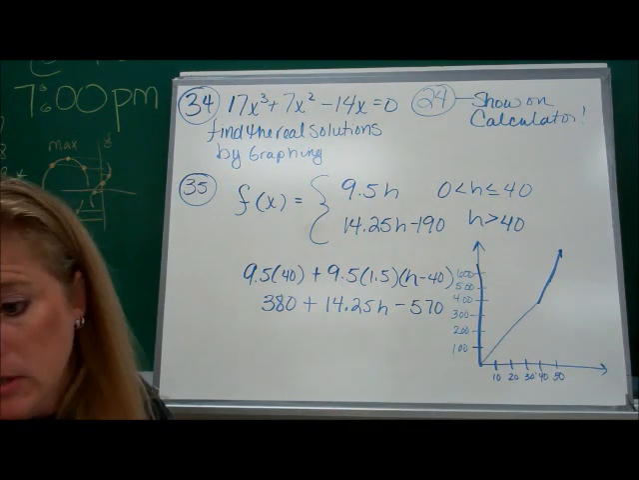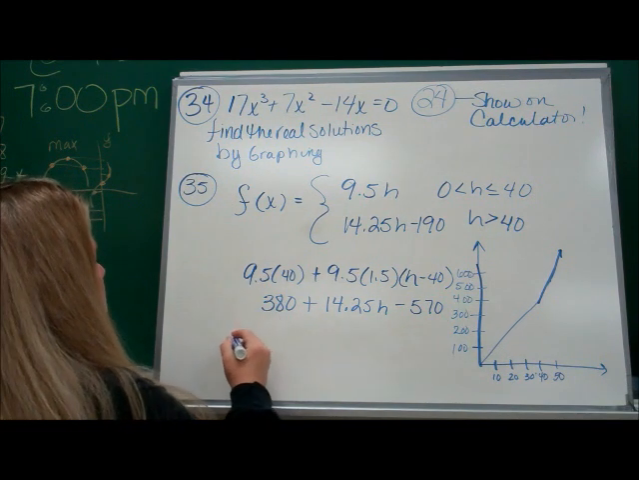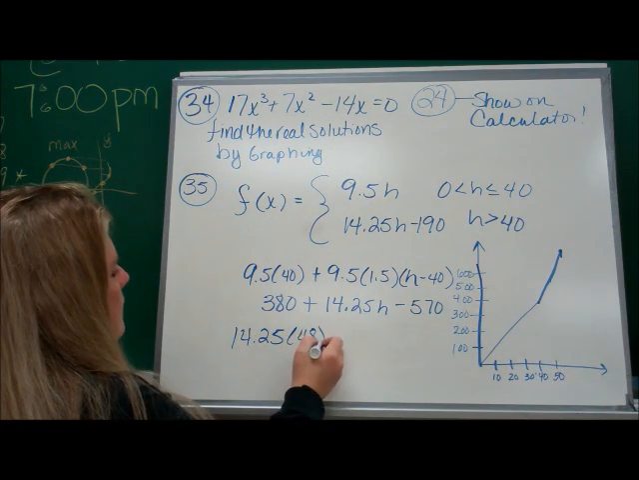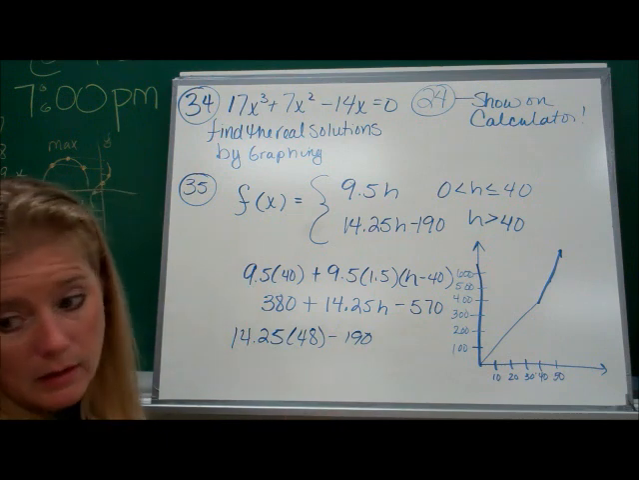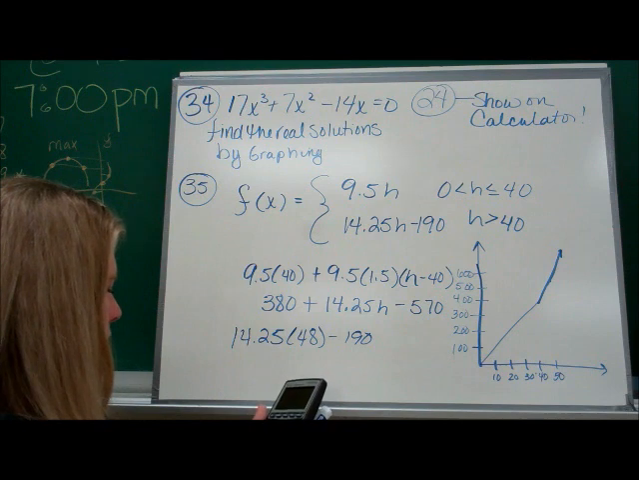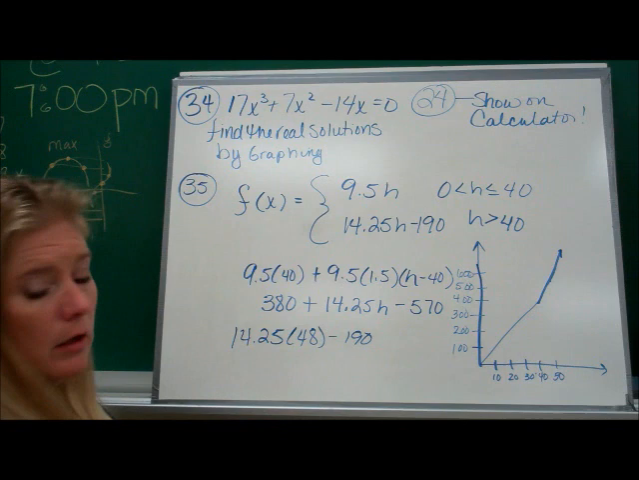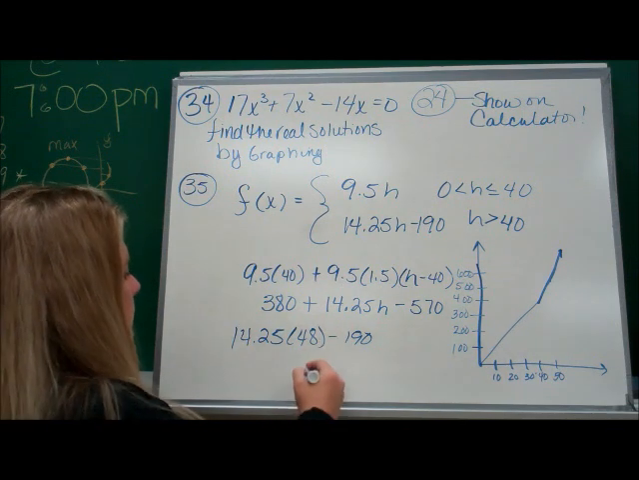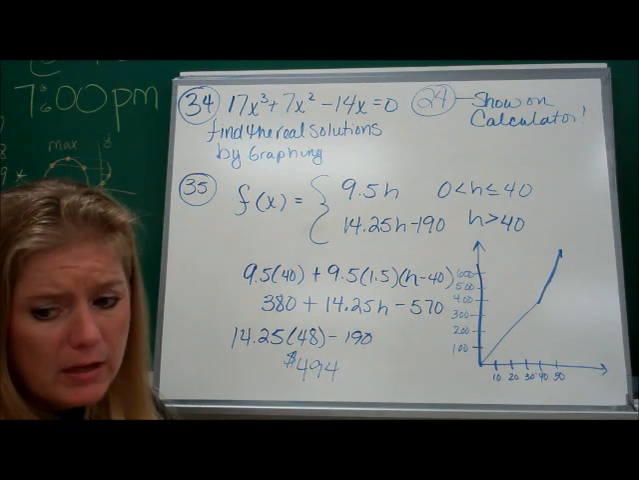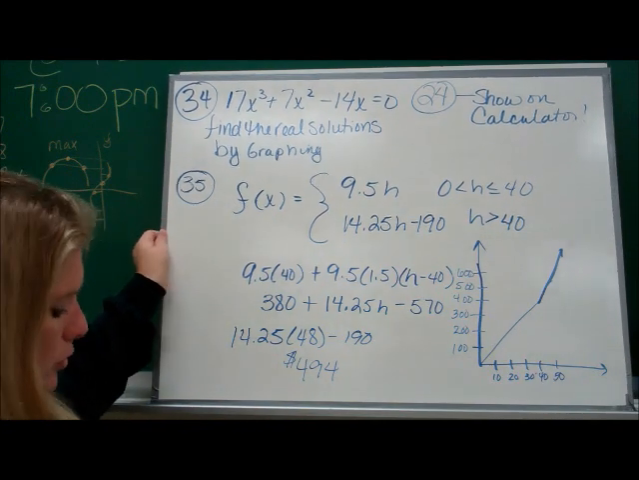For 48 hours, all we're going to do is take 14.25 times 48 minus 190, and that is simply $494. Okay, and that's gross pay. You have to keep in mind that that's not the amount she's taking home, or you, or whoever.